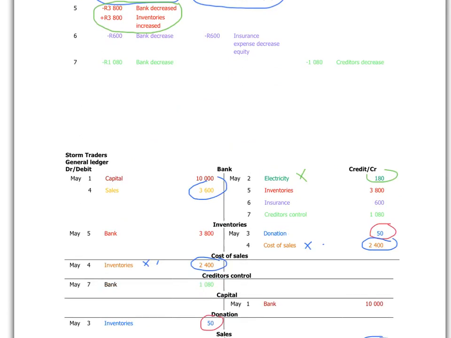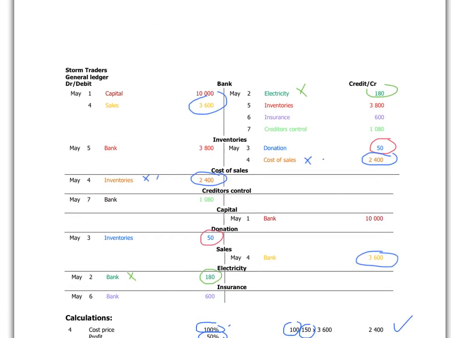In the ledger, I will also have to show that the inventories increased with 3,600 and that the money in the bank decreased with 3,600. So I've taken money out of the bank. Bank increases on the debit side and decreases on the credit side.